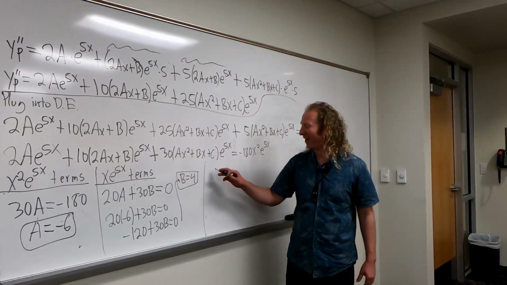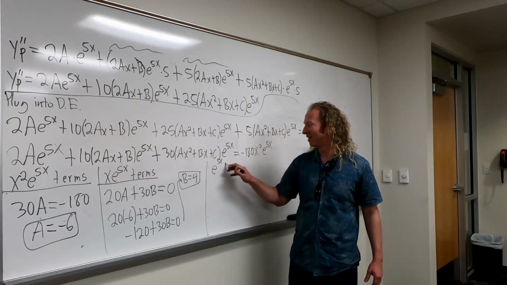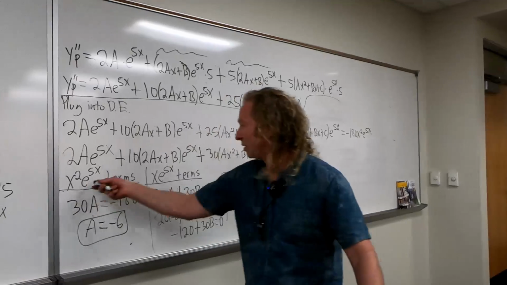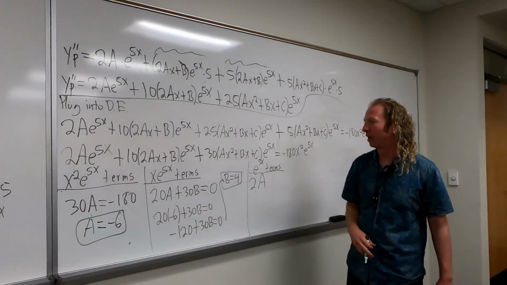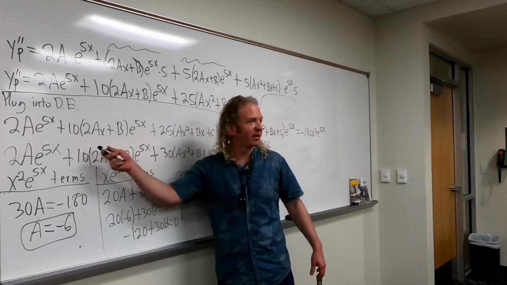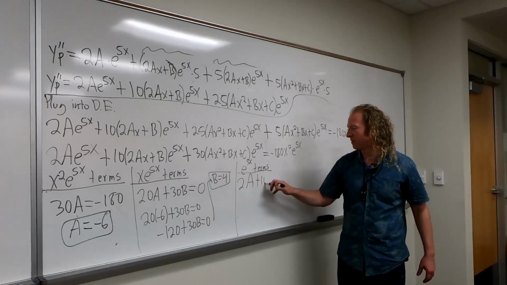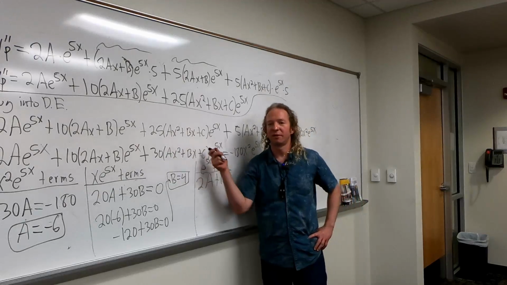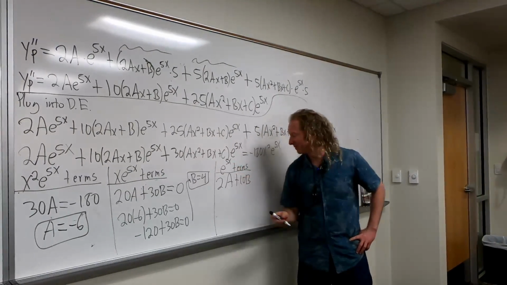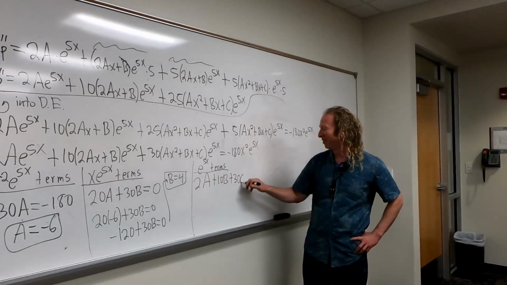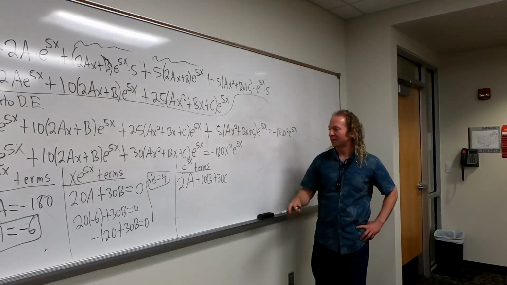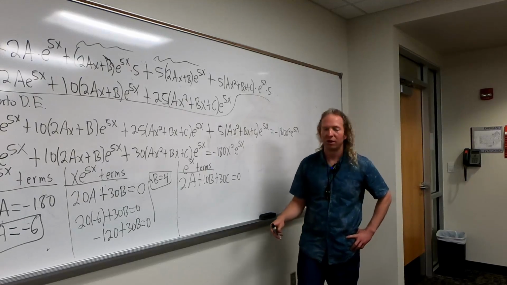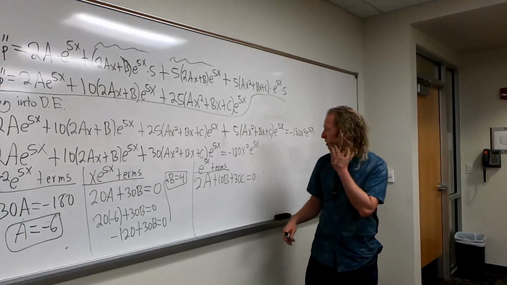So now we look at the e to the 5x terms. So that's your 2a, and then your c, right? 2a. Oh, 10b. There's a lot of stuff in this last one, huh? And then 30c. Oh, sorry, I was looking at the wrong one. It's okay. It's late. 30c. And that's equal to 0.